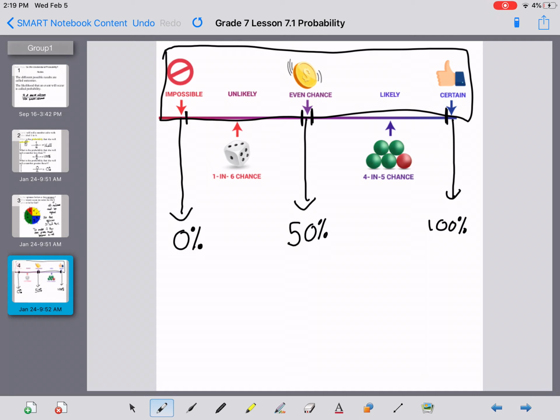So unlikely is, say, 1 in 6, because if you divide 1 into 6 to turn into a percent, you got 16.6%. So that's something that's unlikely to happen. Something that's likely to happen would be a 4 in 5 chance, like the chances of picking a green ball in this group of 5. So that's 4 out of 5, or that's 80%. That's something that's very likely to happen.